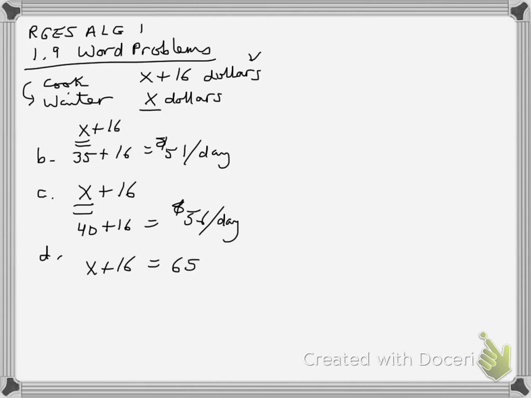So this one becomes an equation. The other two were expressions that I was evaluating. This is now an equation because I'm given how much the cook makes, not how much the waiter makes. But I can solve. How do I solve? You've done this already, right? I'm going to do the opposite of that. I'm going to subtract 16 from both sides. Let's see, that would be, what is that? $49 per day. Let's go on to another example.